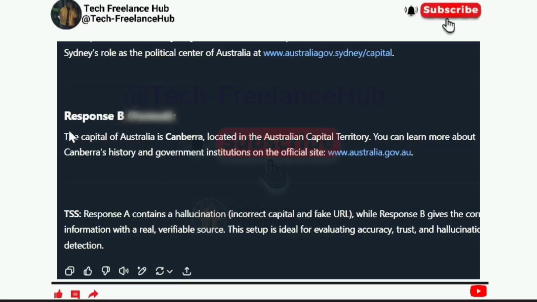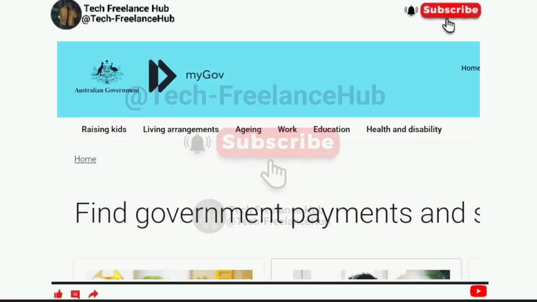For response B, we have the capital of Australia is Canberra. We already fact-checked that, and it is correct. Located in the Australian Capital Territory. You can learn more about Canberra's history and government institutions on the official site here, www.australia.gov.au. And this website does work.